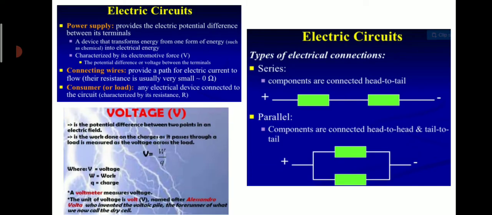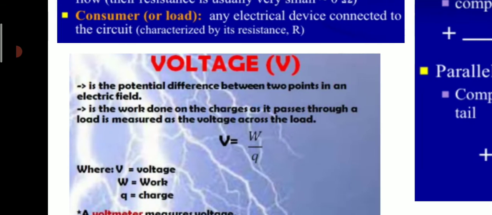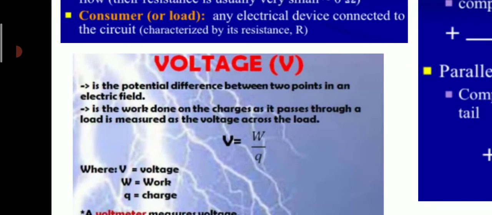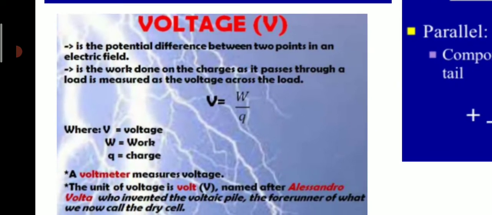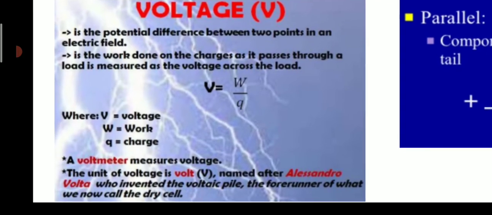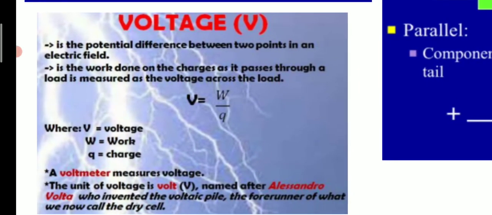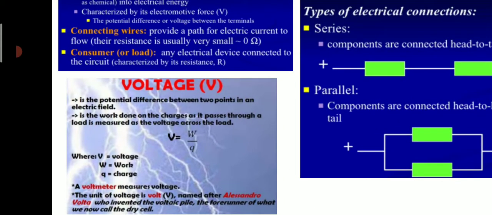After that, there is the definition of voltage, V. It is the potential difference between 2 points in an electric field. It is the work done on the charges as they pass through a load and is measured as a voltage across the load. So, V is equal to W upon Q, where W is the work and Q is nothing but charge. A voltmeter measures the voltage. This is the device used. The unit of voltage is volt, V, named after Volta, the scientist who invented the voltage source. This way we can define the voltage.